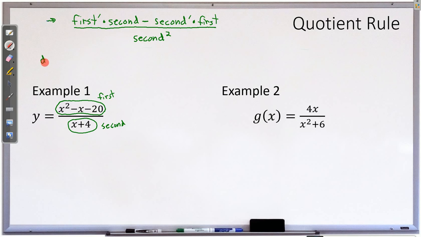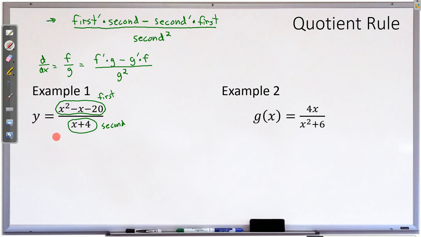So, a slightly more mathematically sound version, if you have f on top and g on the bottom, you take the derivative of the first times the second minus the derivative of the second times the first, all over that second one squared.